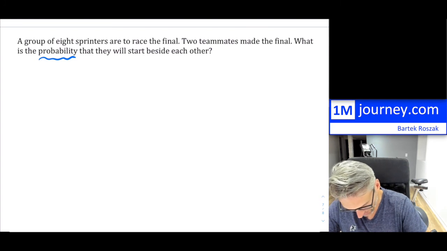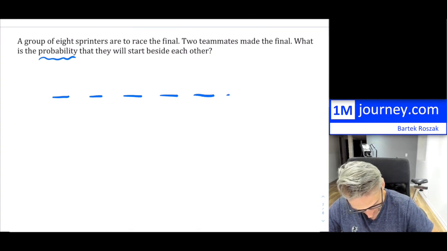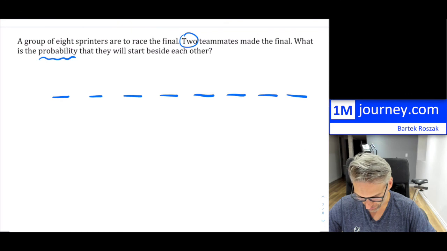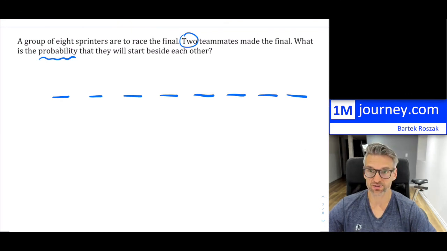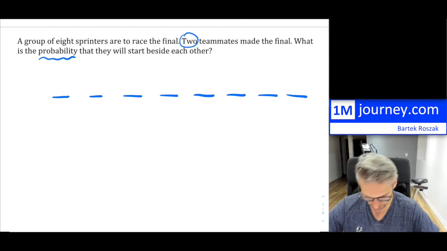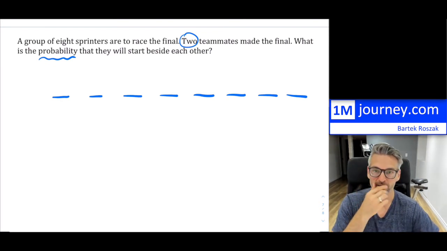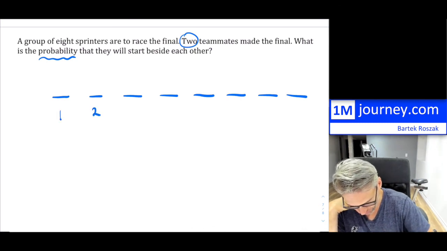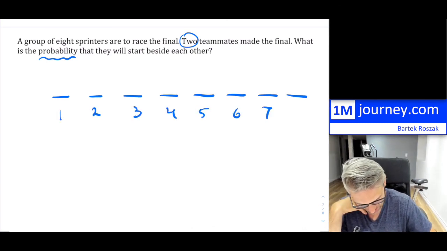Okay, so it's true, on a racetrack you typically will have 8 lanes. So let's say this is the start line. If we have 2 teammates, and we want to know the probability that they will be beside each other, I guess we'll do permutations because order will matter. This is not like dealing cards where the order doesn't matter how you receive the cards, but here the order does matter. So we have 8 lanes.